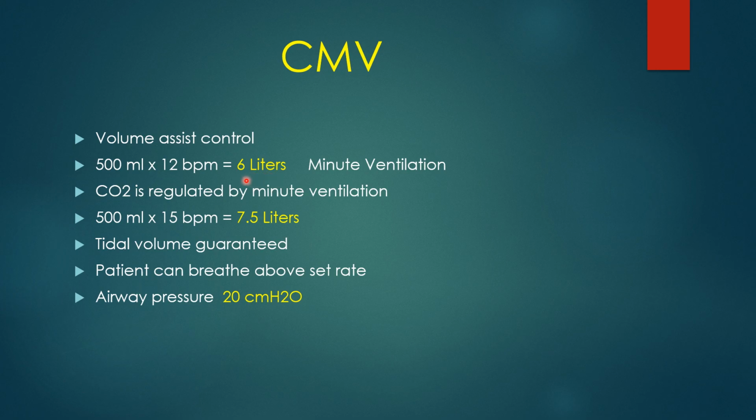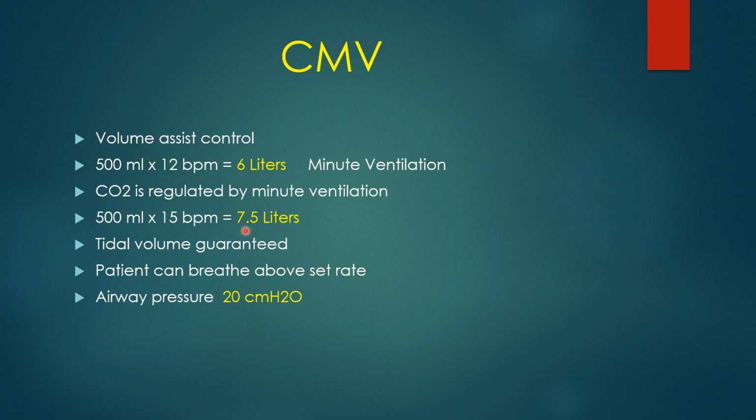If our patient, let's say a half hour later, we get a blood gas on this patient, and the blood gas shows that his CO2 is 50. That's above normal, right? We would rather that be 40. Well, we can adjust that by making a change on our ventilator, because CO2 is regulated by the minute ventilation. So to blow off more CO2, we increase the minute ventilation. So we're going to increase the minute ventilation to 7.5 liters.